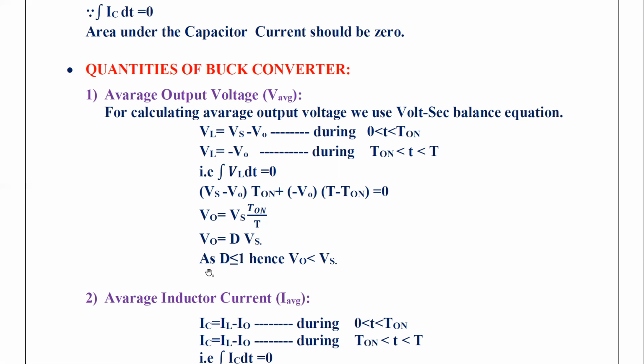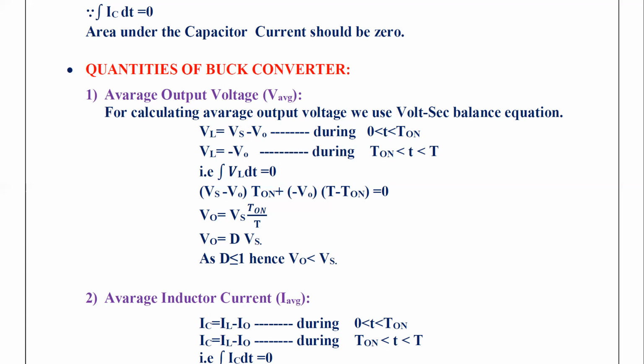As the duty cycle is less than or equal to 1, the output voltage is always less than the input voltage. Therefore, the converter is called a buck converter or step down converter. As the output voltage is always less than the input voltage, this converter is called a step down converter or buck converter. So for calculating the average voltage, we are using the volt second balance equation.